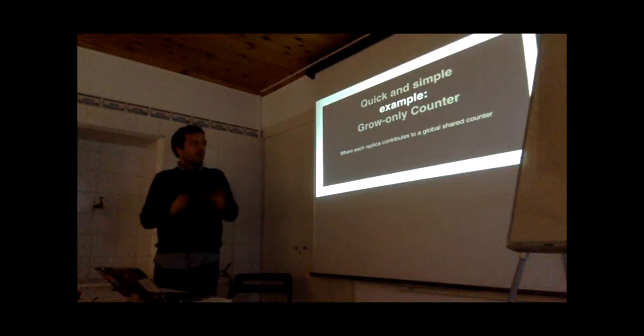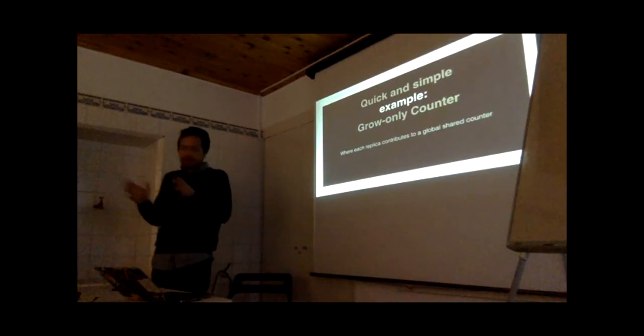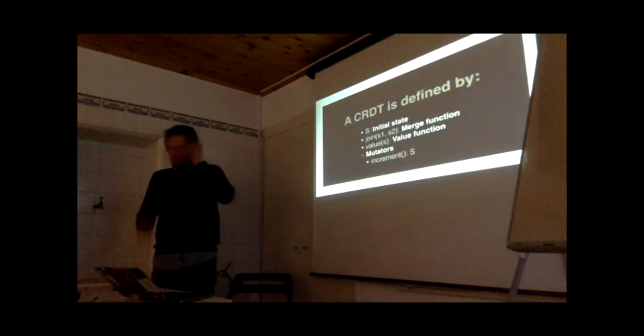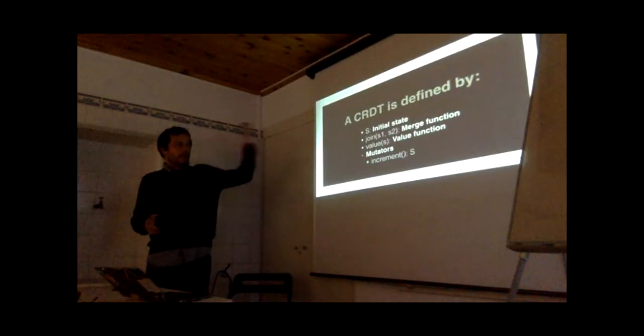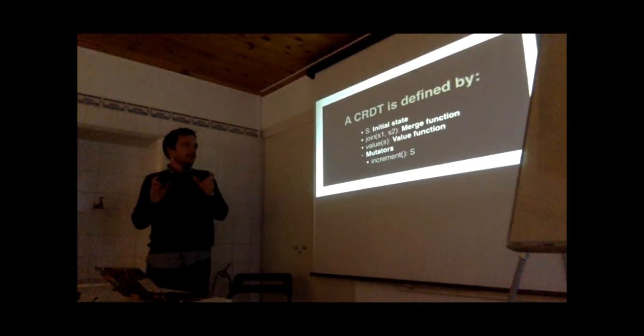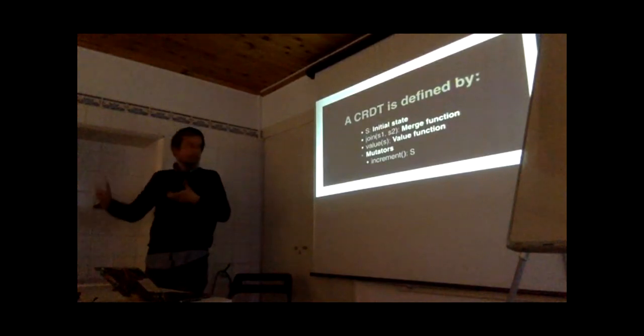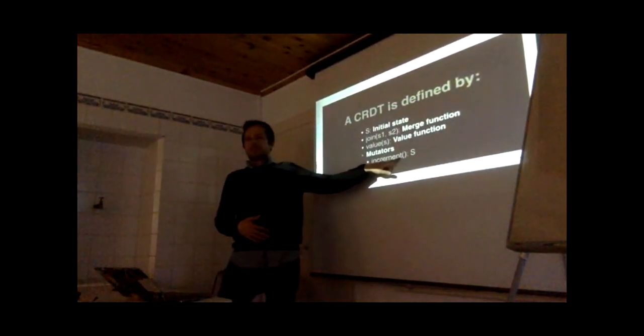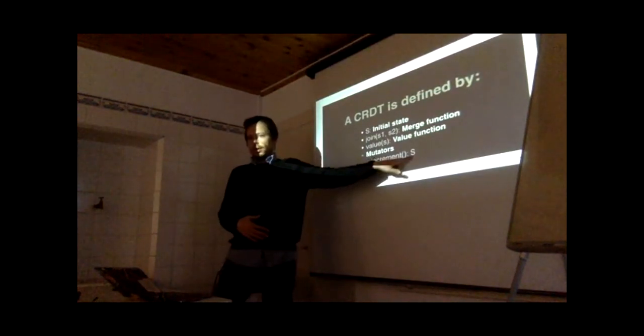So, a quick example: a grow-only counter is something where each replica contributes to a shared counter, right? Very simple, like a hit counter on a website, and each replica is like a server in the backend. Okay, so just a bit of maths. A CRDT is defined by a state, which has an initial state, a join function that merges two states, a value function that gets the state and computes the value, and some mutator that changes the state. For instance, in the counter, there's an increment mutator that returns a new state.